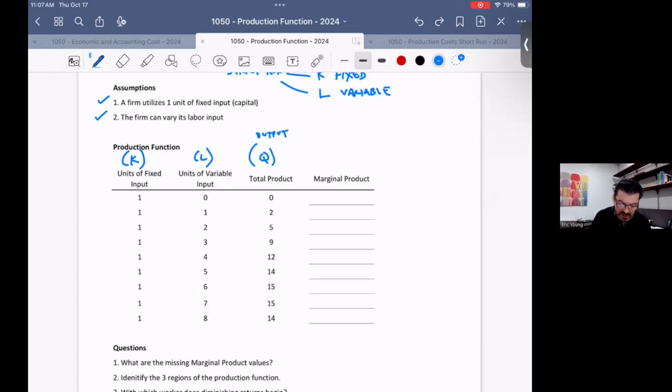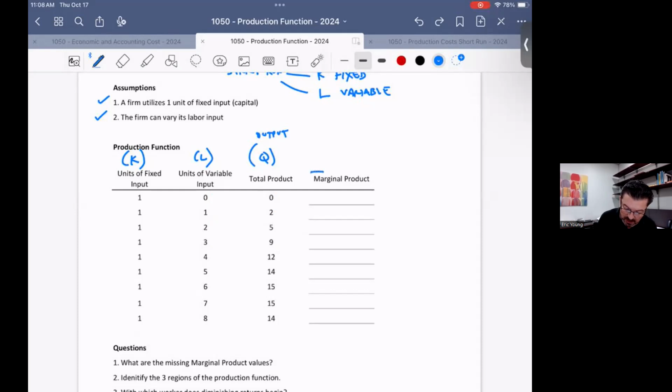Notice as we hire our first worker, as we go from 0 workers to 1 worker, we bring in our first worker, we grow from 0 pizzas to 2 pizzas. And we can see that as we add more and more and more workers, our pizza output is going to change. And that's the essence of production. Now, so far that seems pretty straightforward, but there's a really important concept here.